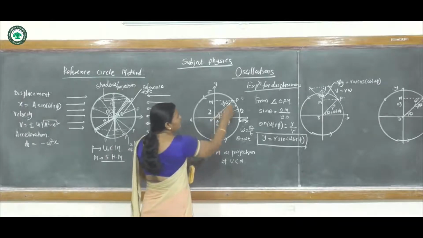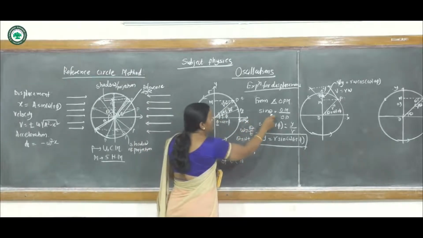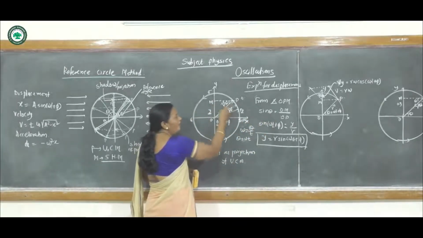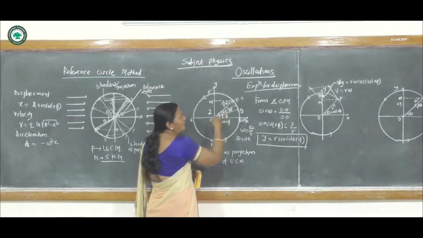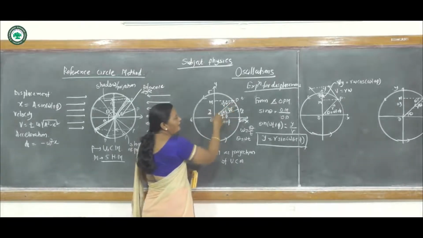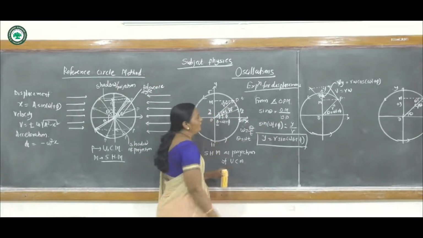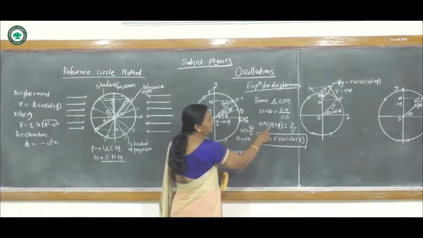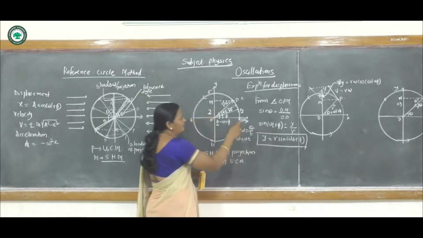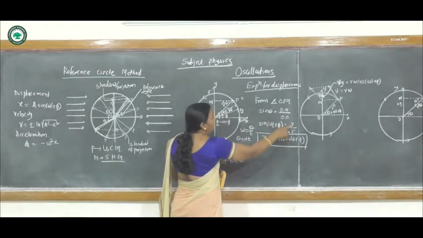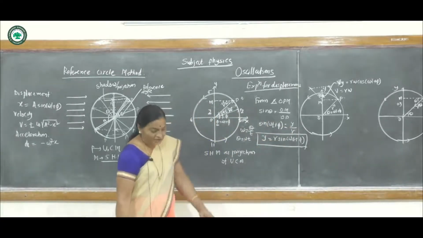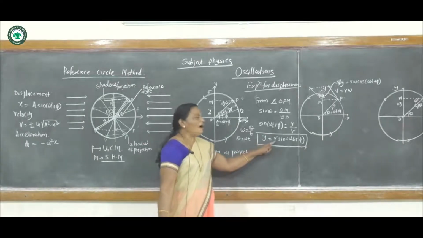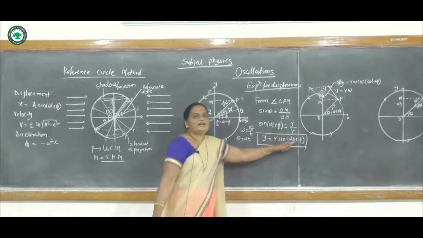From this triangle OPM, we can write sin theta is equal to OM, the opposite side, divided by the hypotenuse OP. Sin theta is nothing but sin(omega t plus phi). Here OM is equal to y, and OP is equal to r. Therefore, rearranging the equation, we get y is equal to r sin(omega t plus phi).